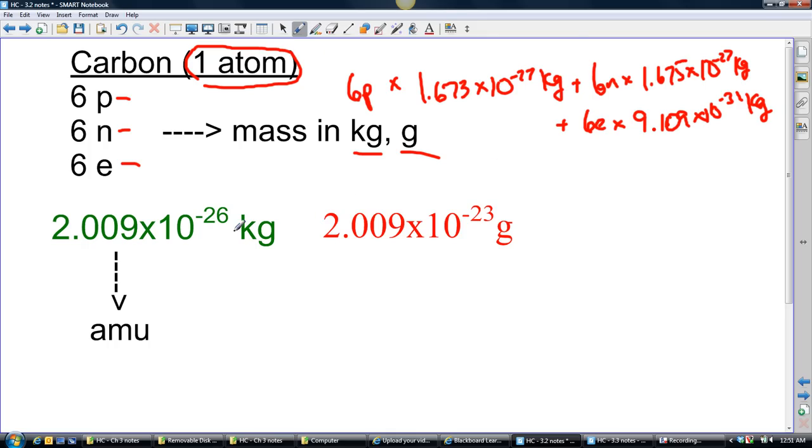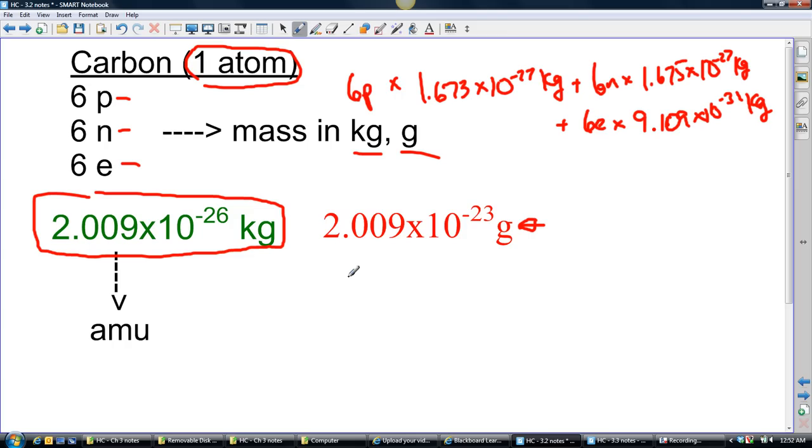Well, when we add that all up, we get this huge number, 2.009 times 10 to the minus 26 kilograms, or 2.009 times 10 to the minus 23 grams. Now imagine if we had these numbers on a periodic table. What's the mass of carbon? 2.009 times 10 to the minus 26 kilograms, or 10 to the minus 23 grams. Doesn't make any sense to try and have numbers like that when we can create a scale that makes it more manageable.